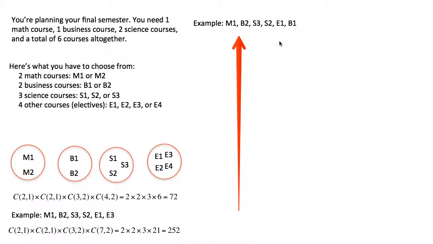Let's come up here and look at one of the things that we just counted. That is one of these 252 possible cases. This is the case where we choose M1 to satisfy our math requirement, B2 to satisfy our business requirement, S3 and S2 for our science requirement, and then use E1 and B1 to fill out our 6 courses. So B2 is counting as our required business course, and B1 is counting as a business elective that's being counted as one of our 2 additional courses.